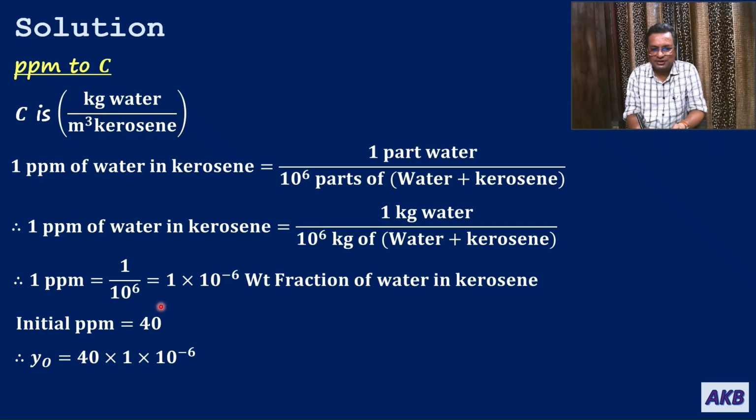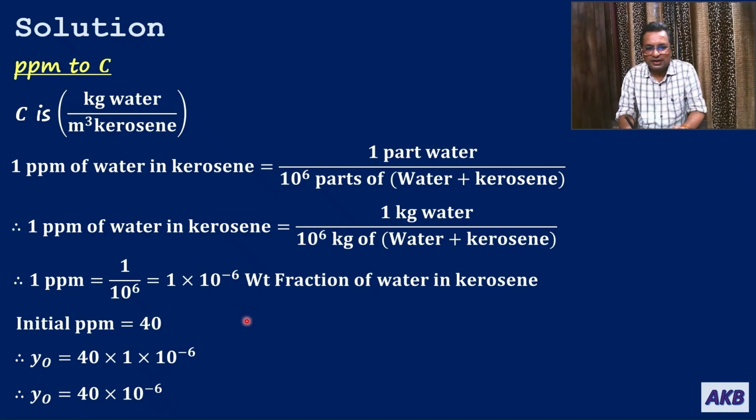So 1 ppm is 1 into 10 to the power minus 6 weight fraction. Therefore 40 ppm will be 40 into 1 into 10 to the power minus 6. You can write small y0 is equal to 40 into 10 to the power minus 6. In this way, we have got the weight fraction of water in kerosene that is initially present.